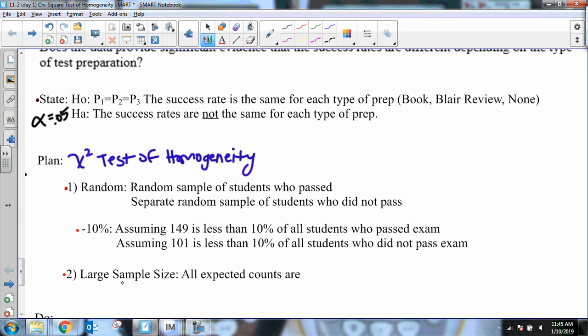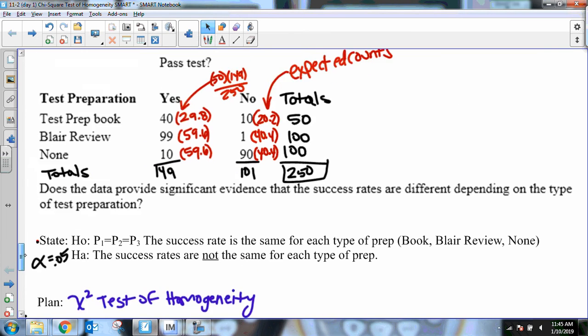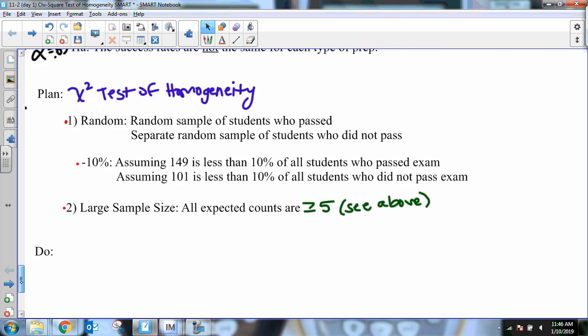Now the large sample size condition, all expected counts are greater than or equal to 5. And we know that because we already looked at the expected counts. So I'm going to say C above. So if you could look up here, every single one of our expected counts is greater than or equal to 5. So we have met the large sample size condition.